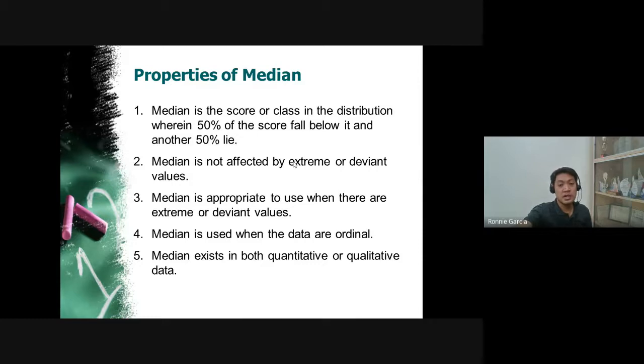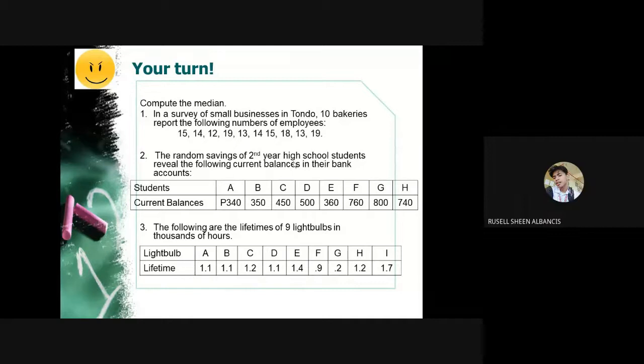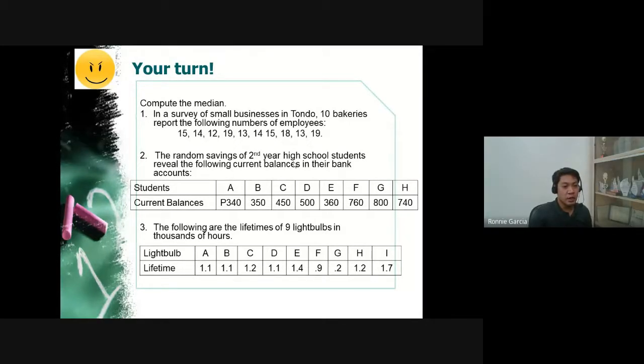So, did you guess the difference between mean and median? Yes, sir. Okay, very good. Now, let's proceed to another graded participation. The first one to give the correct answer will earn additional points.